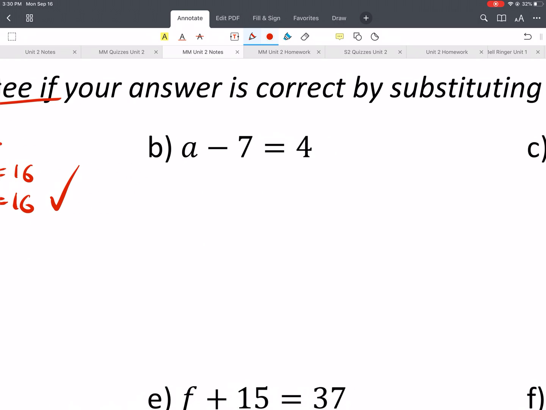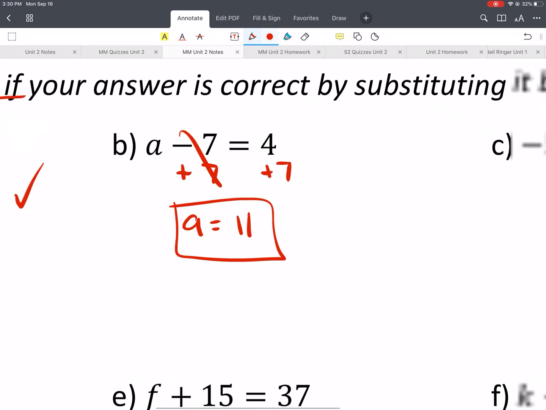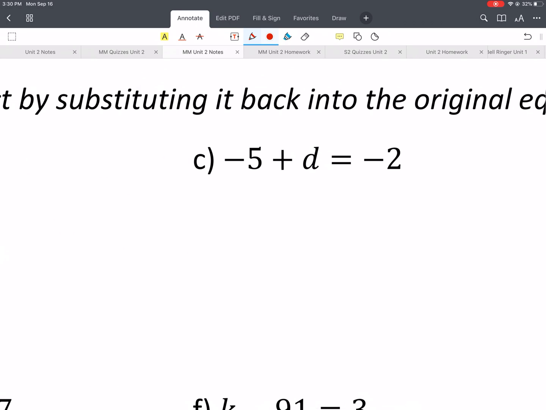All right, here they're being subtracted, so the opposite of subtracting would be adding. We will add 7 to both sides, and we'd get a equals 11. For C, please pause if you can and see if you can do the rest on this page. I'll go ahead, though. Since it's negative, it's subtracting 5, so we're going to add 5 to both sides. That would cancel, and all we'd have is d equals 3.